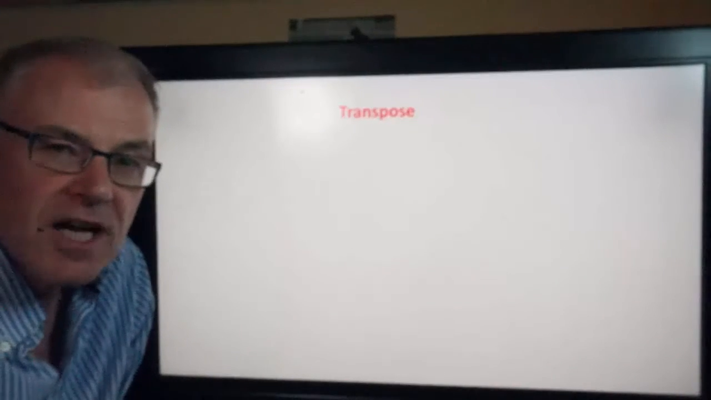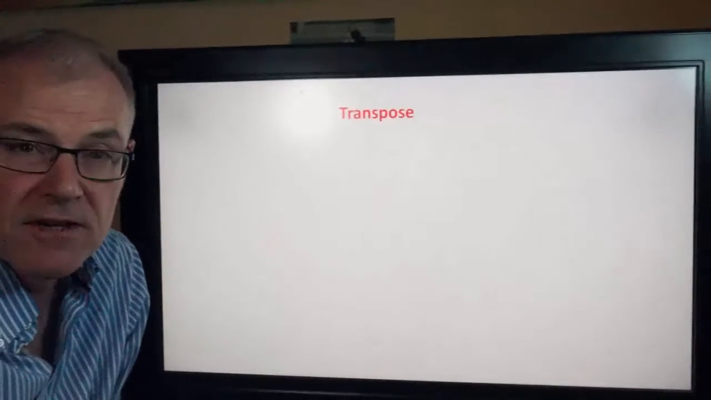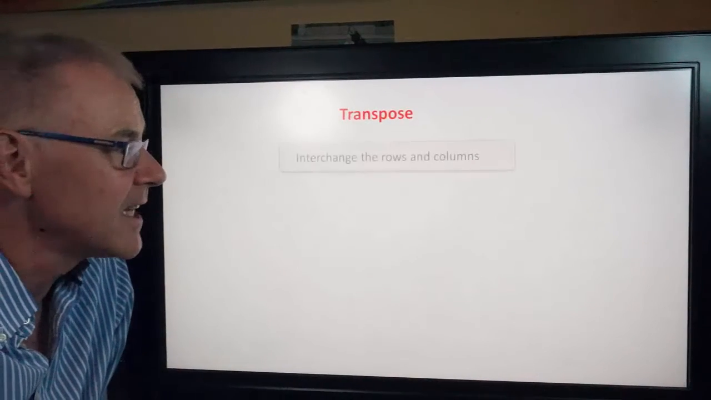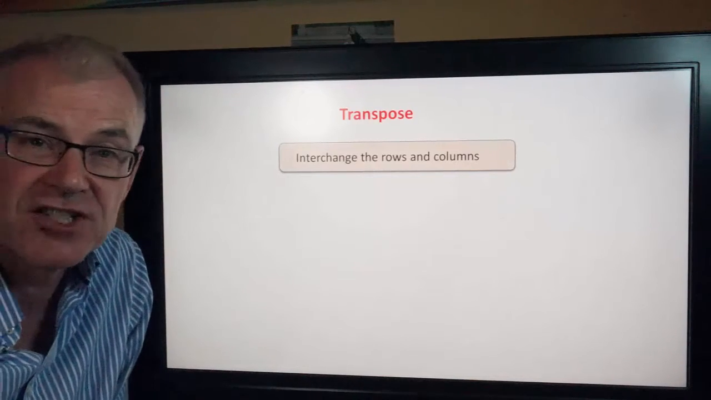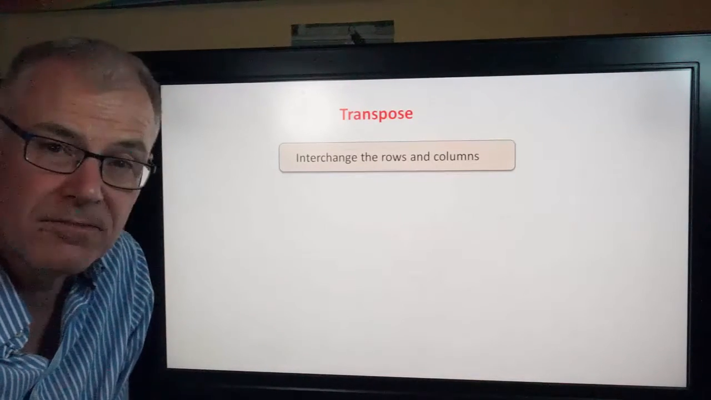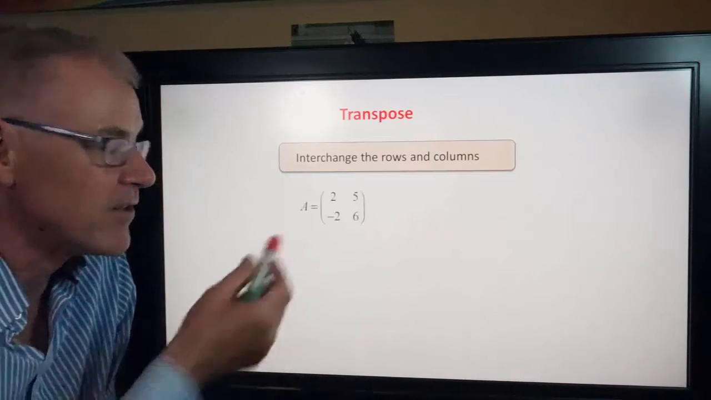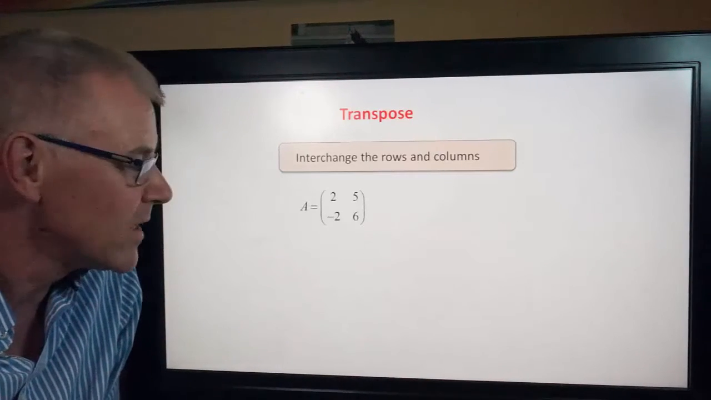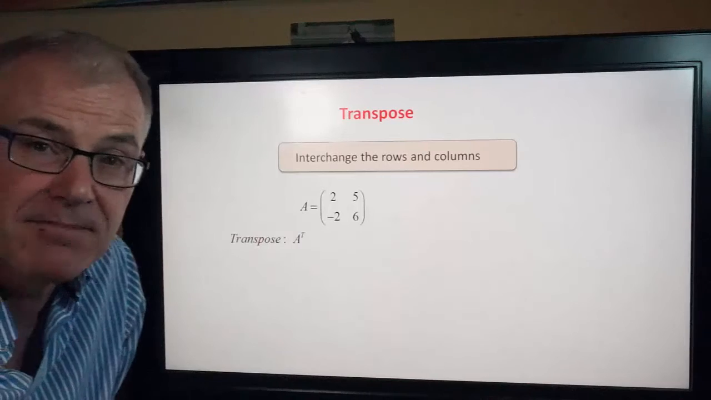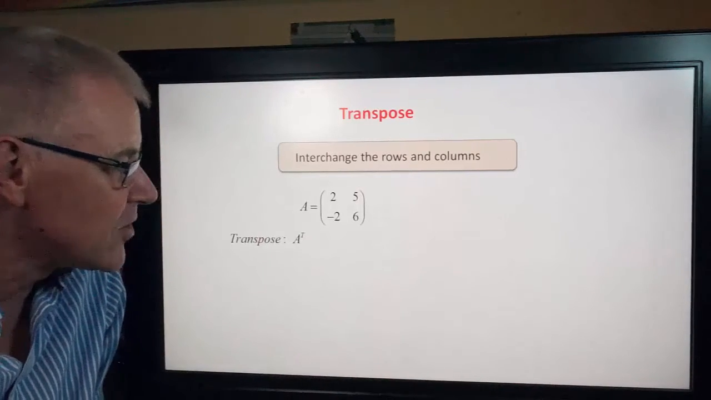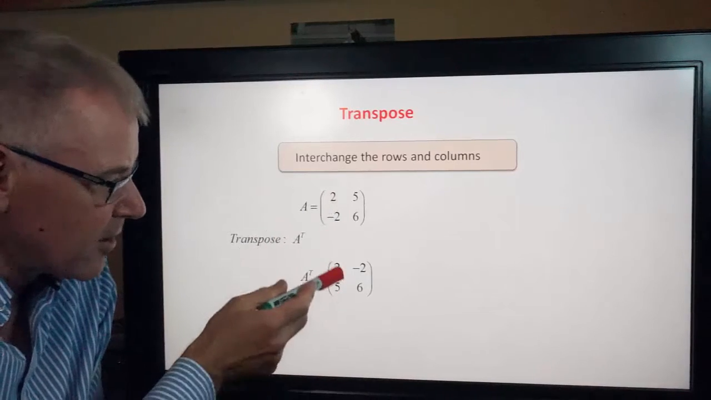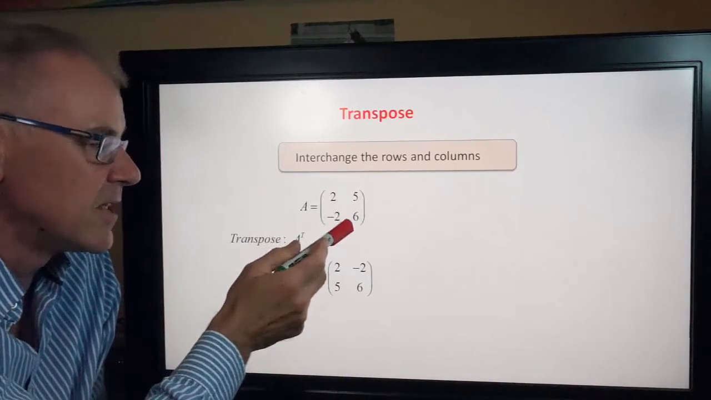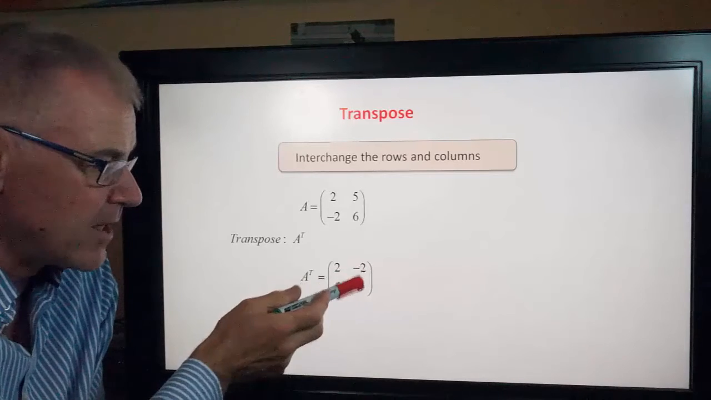Now another important concept is called the transpose of a matrix. To calculate the transpose of any matrix, all you have to do is interchange the rows and the columns. So for example, here we have a 2 by 2 matrix. So if we want to calculate the transpose of this matrix, AT, we just interchange the row 2, 5 for its column, so it becomes 2, 5 as a column, and interchange the row minus 2, 6 to become the column minus 2, 6.